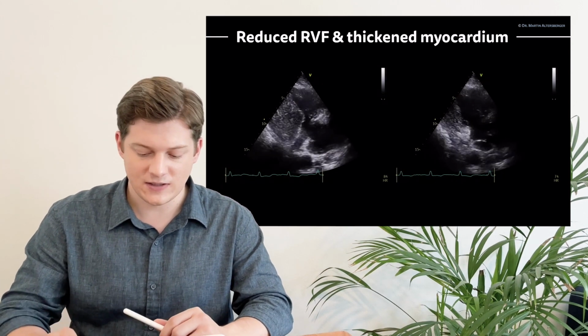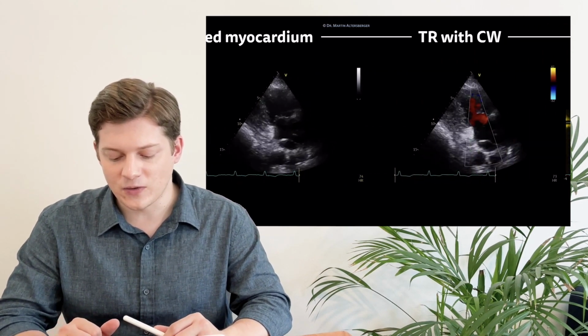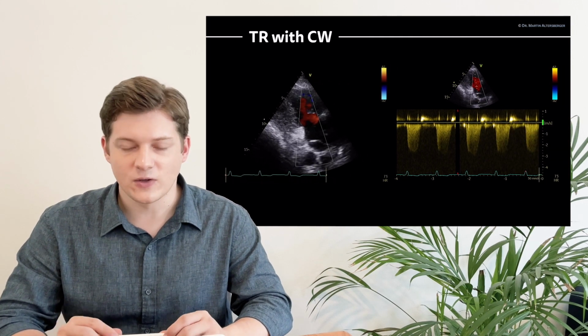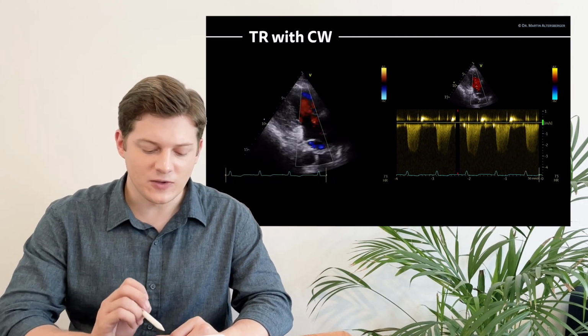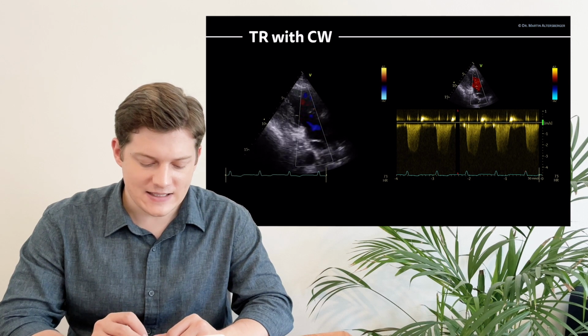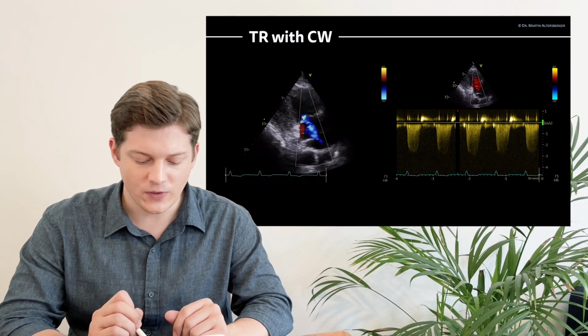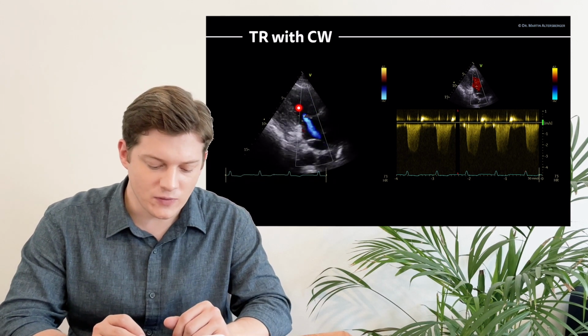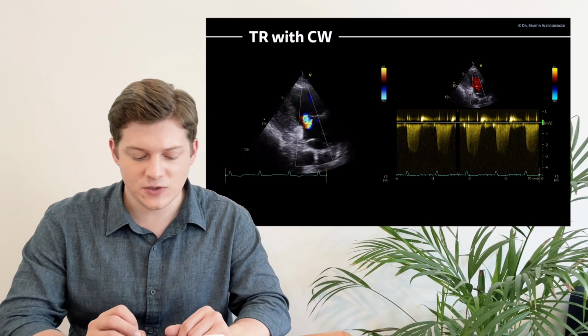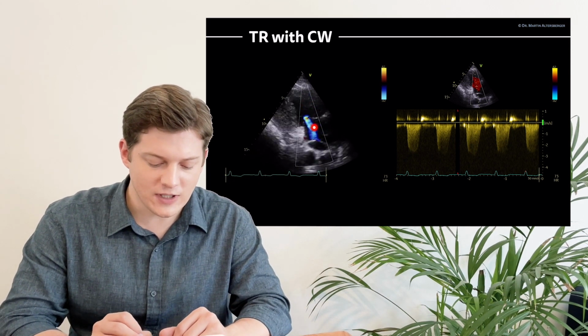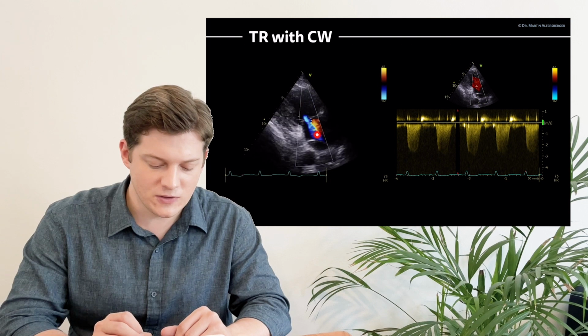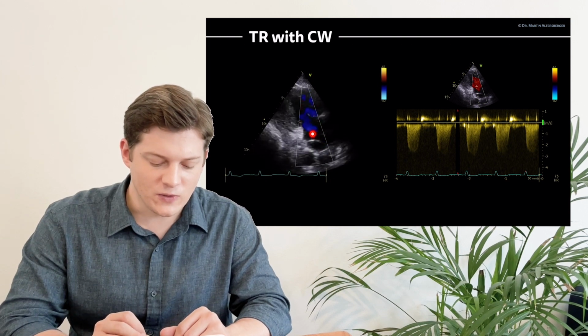nicely differentiated. If we then continue and add color and continuous wave Doppler, in color Doppler we can see nicely a little bit of the inflow into the right atrium and the inflow into the right ventricle from the right atrium, but we also see the tricuspid regurgitation. Here you can see tricuspid regurgitation. You can also grade it over here.